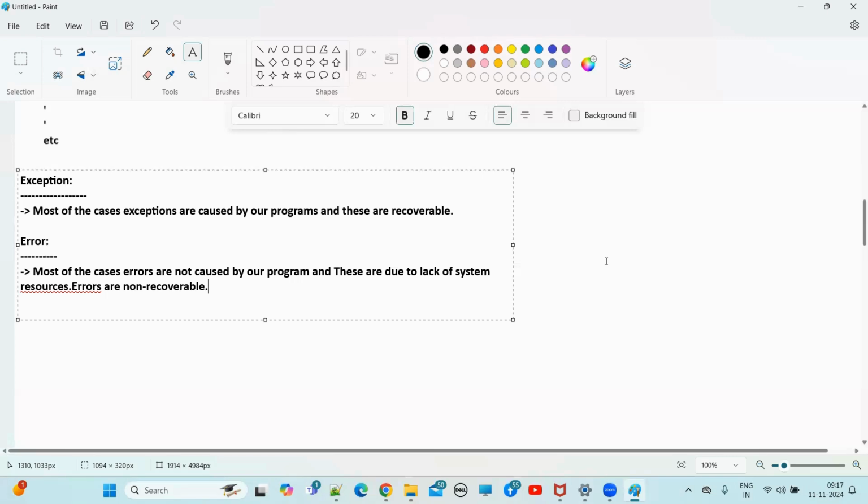Let's suppose we are executing a Java application. For that application, I have to create thousands, let's suppose lakhs, of Java objects. Where will these Java objects be created? In the heap memory, right? Somehow, in the heap memory, to create another Java object, there is no memory. At that time, what will we see? Out of memory error.